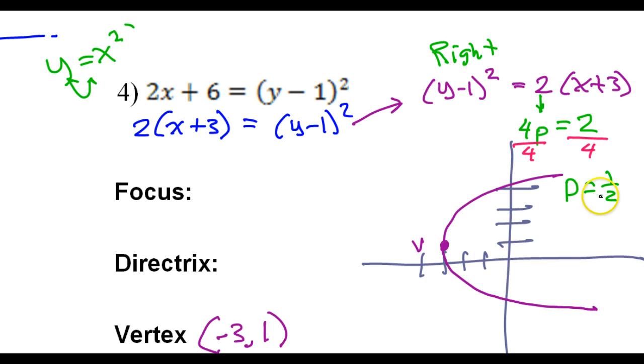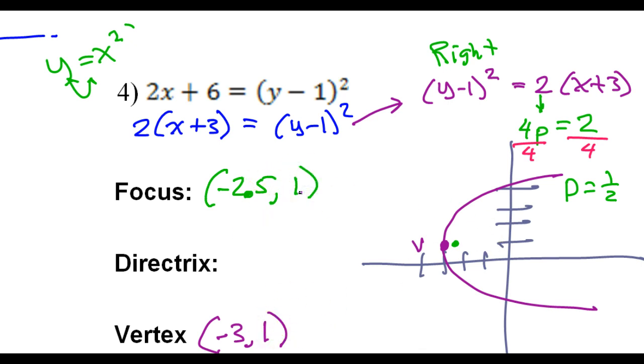Okay, now my p-value tells me where to put the focus though. Now that I know it's going to the right, I'm going to say, okay, how about to the right 1/2 of a unit? So that's going to put me right here. Okay, so that's negative 2.5. So that's why the focus is going to be negative 2.5, comma 1. All right, just like the vertex.